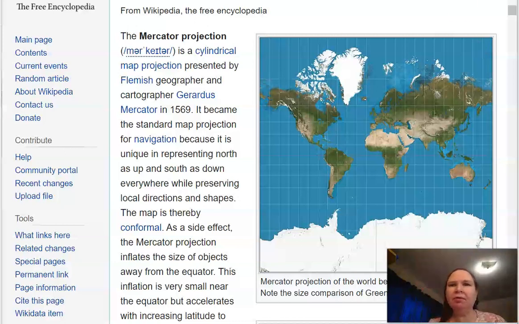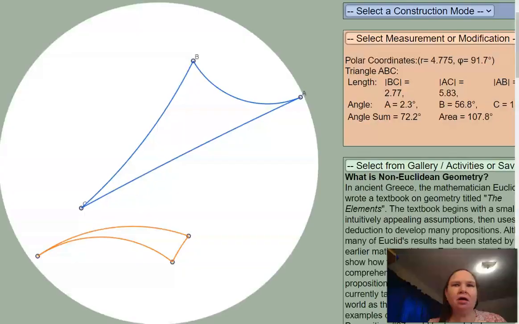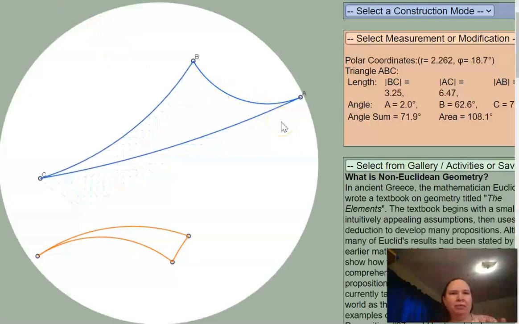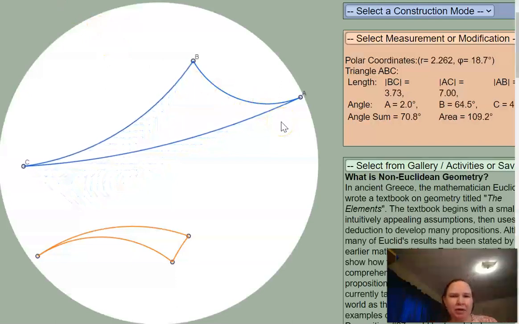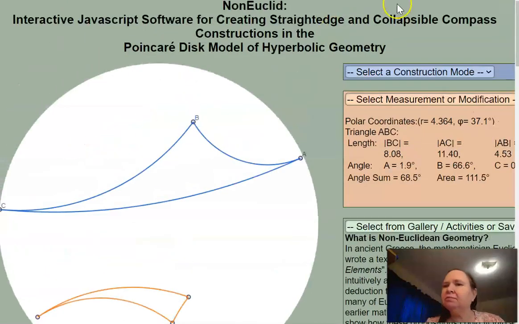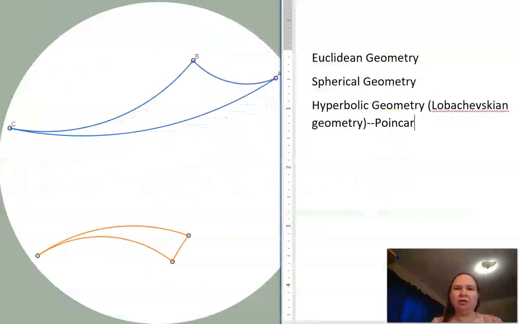So let me pull up a map of the hyperbolic plane. I think I want that one. This is a particular famous map of the hyperbolic plane. It is called the Poincare Disk. Okay, so I'm going to add this in here. What we are looking at is the Poincare Disk.